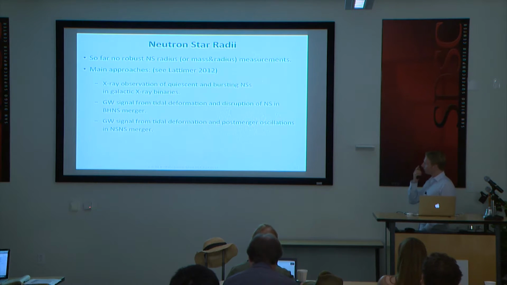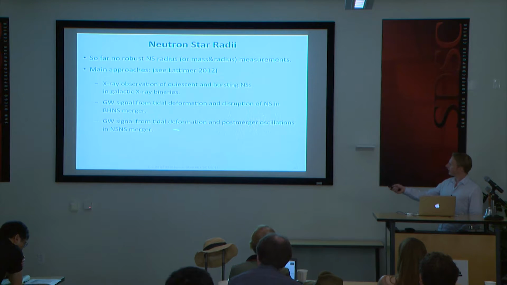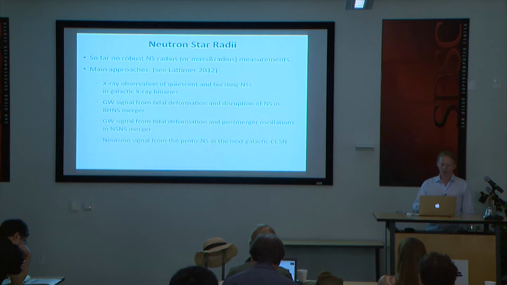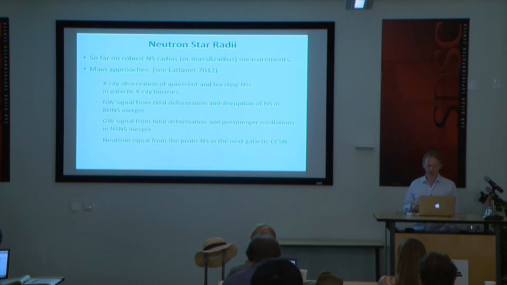LIGO, and I'll talk more about this tomorrow, will give us gravitational wave observations of merging neutron stars. In a neutron star merger, you get tidal deformation and post-merger oscillations, and in the neutron star black hole merger, you get a disruption of the neutron star and tidal deformation. That gives us a clue about the equation of state and the mass and the radius. And for a galactic core collapse supernova, the neutrino signal will tell us something about mass and radius of the protoneutron star and about the stiffness of the equation of state.